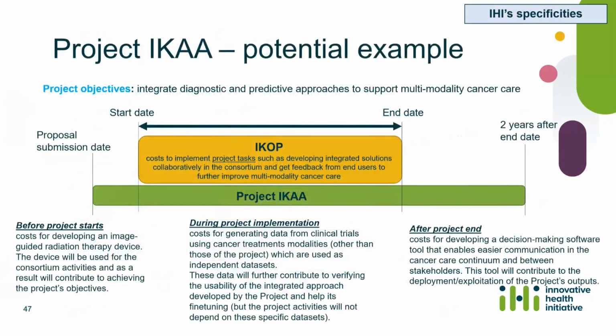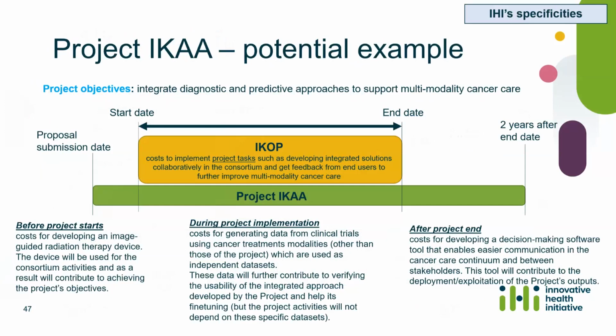And to give you a concrete example, a bit long, but sometimes it's necessary. In case your project objectives are to integrate diagnostic and predictive approaches to support multimodality cancer care, you could have, as ICOP, some project tasks like developing integrated solutions collaboratively in the consortium, and then getting feedback from end users to further improve the multimodality cancer care. So that could be ICOP project tasks. And what could be potentially additional activities?